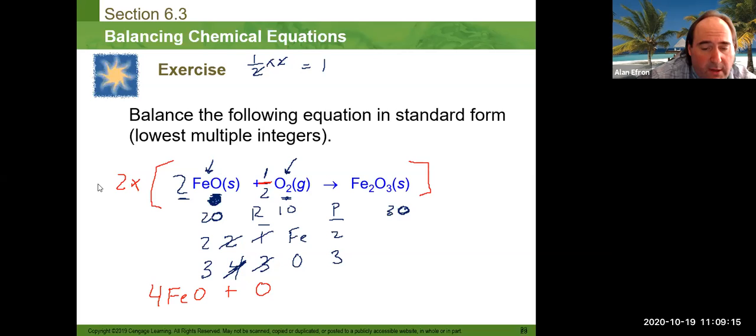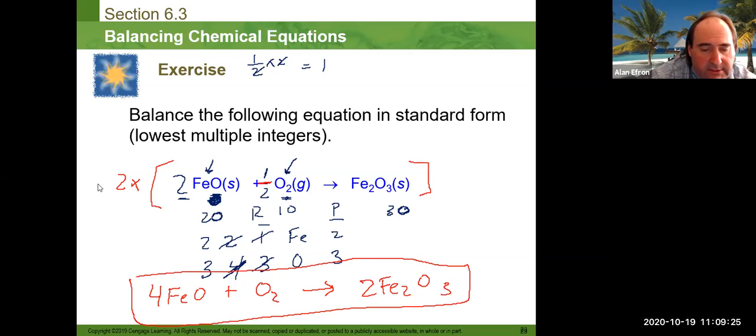When we do that, what we will end up with is 4 of the FeO, plus 1/2 times 2 is 1 oxygen, gives me 2 Fe2O3. And if I did everything correctly, my equation should still be balanced. So let's take a look real quick. We have 4 irons on the left and 4 on the right. We have 4 oxygens here plus 2 more gives me 6. We also have 3 times 2, which is 6 oxygens. So this would be the correctly balanced equation.